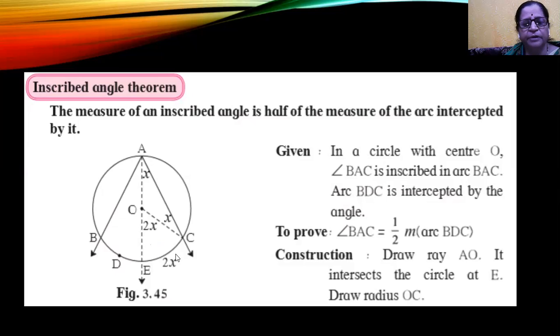Then what do we have to prove? We have to prove that angle BAC is equal to half the measure of major arc BDC. We construct this by joining OA and OC, and the ray OA intersects the circle at point E. Draw OC as well. So one triangle, OAC, is formed.